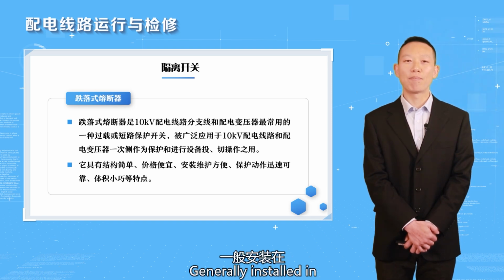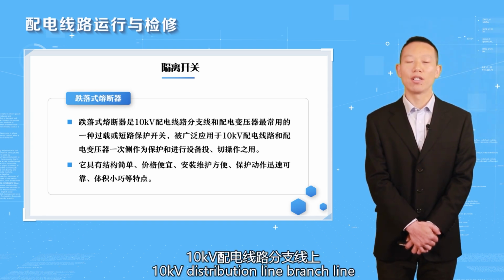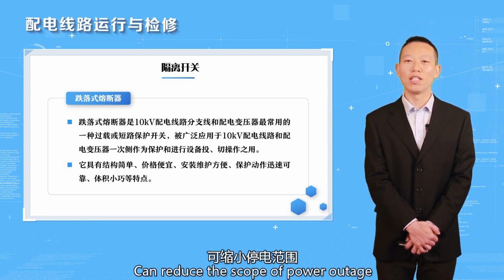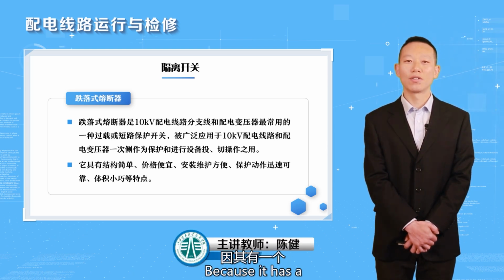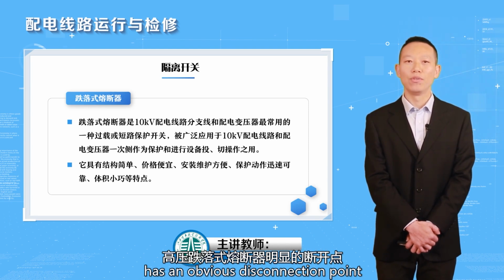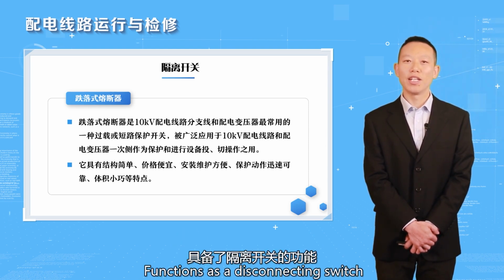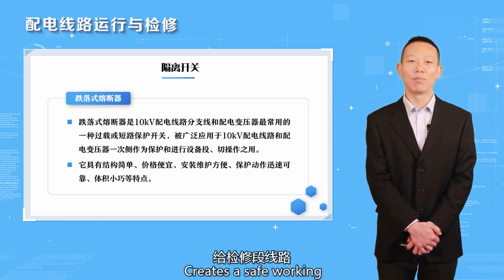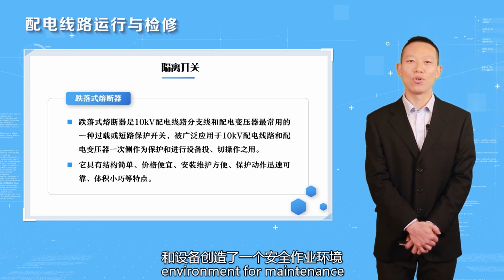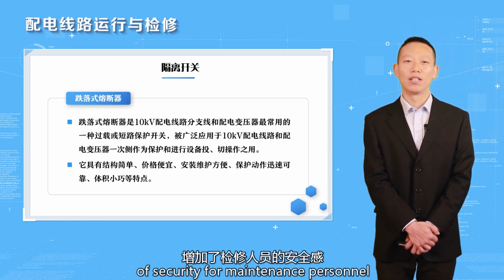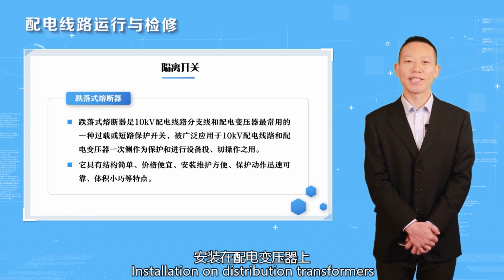Drop-out fuses are generally installed in 10 kV distribution lines and branch lines and can reduce the scope of power outage. Because a high voltage drop-out fuse has an obvious disconnection point, it functions as a disconnecting switch, creates a safe working environment for maintenance, and increases the sense of security for maintenance personnel.